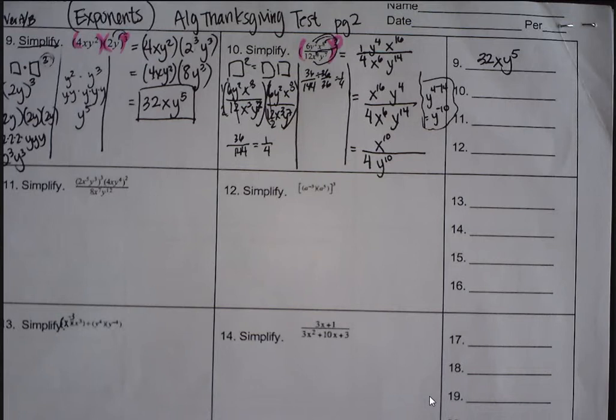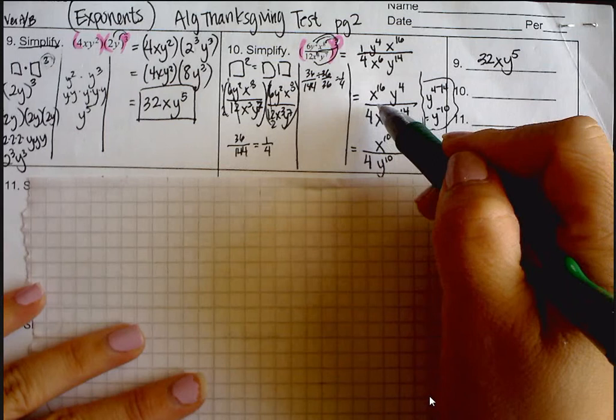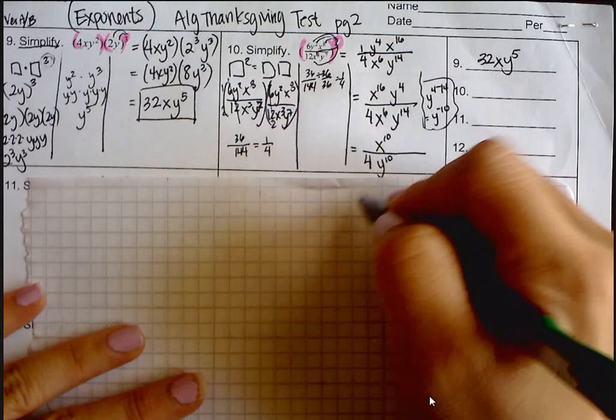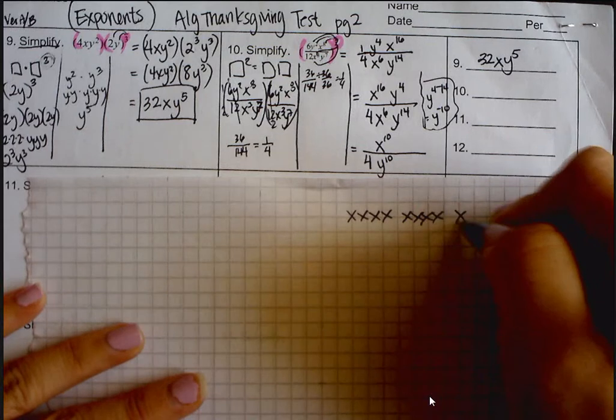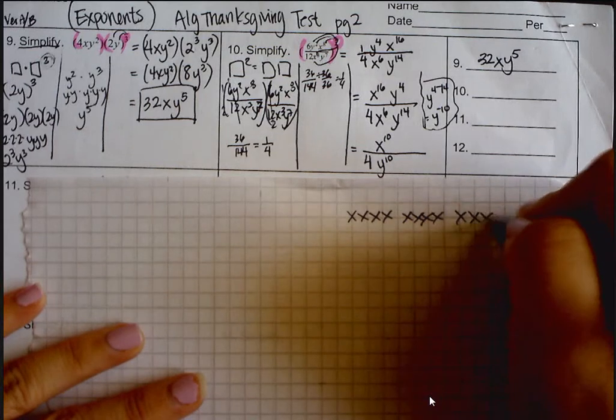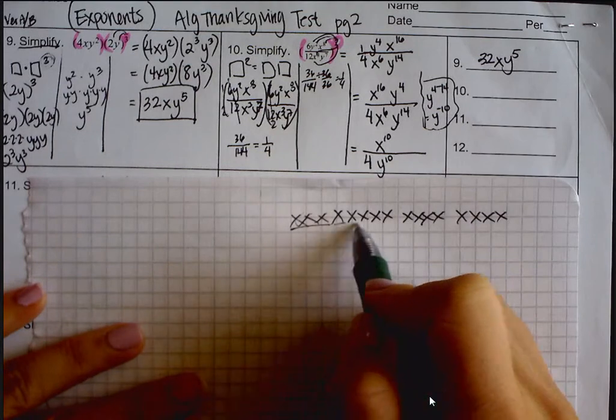Okay, so let's go back here. Let's say I forgot this subtracting rule. If I have 16 x's, and this seems kind of cumbersome, that's 16 x's. I have 4 groups of 4. And then I have 6 x's, right? That's x to the 16th over x to the 6th.